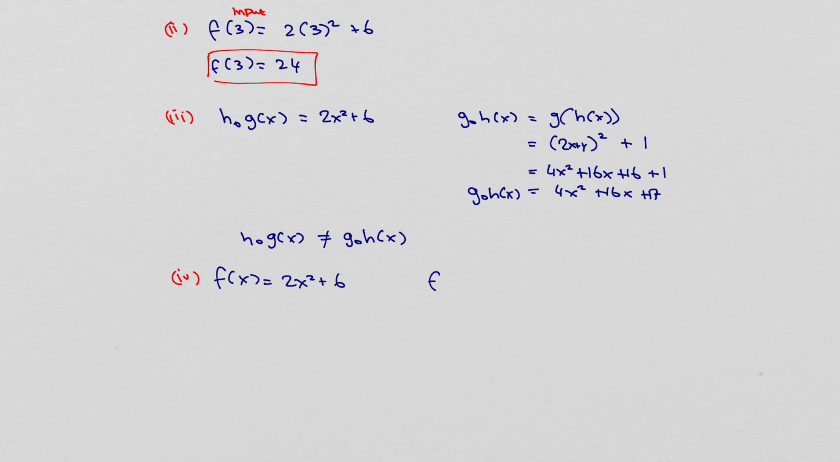So if I take minus x and put it in wherever there's an x, well, I get 2 times minus x, all squared, plus 6. And of course, minus x squared is just x squared. So of course, this is an even function. So we say, therefore, f of minus x equals f of x. Hence, f is an even function.